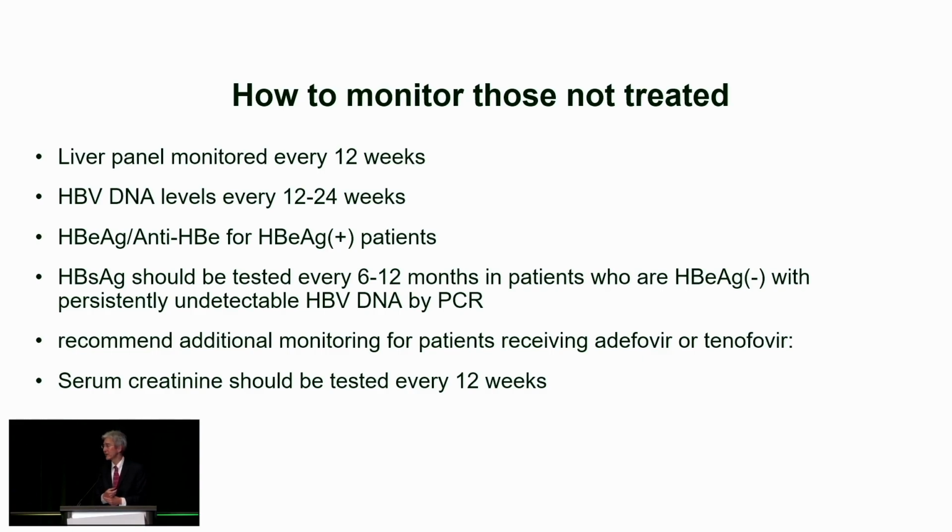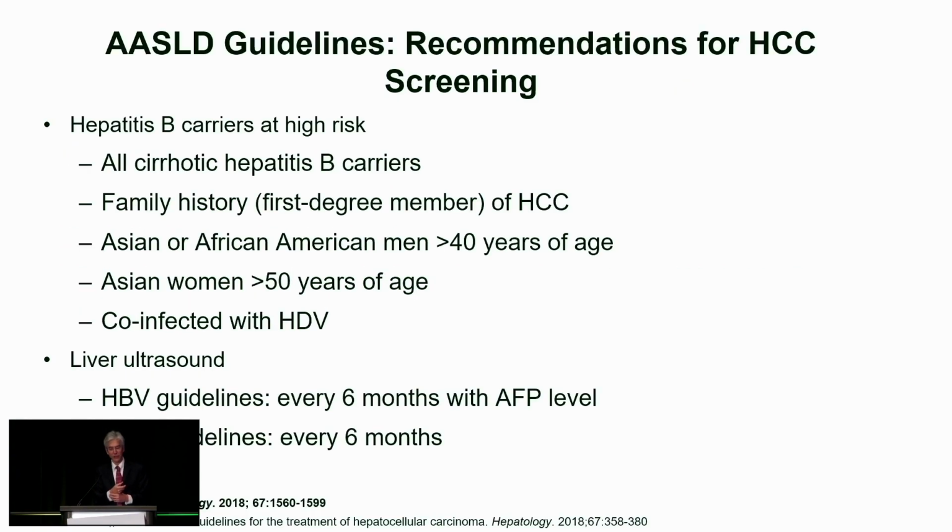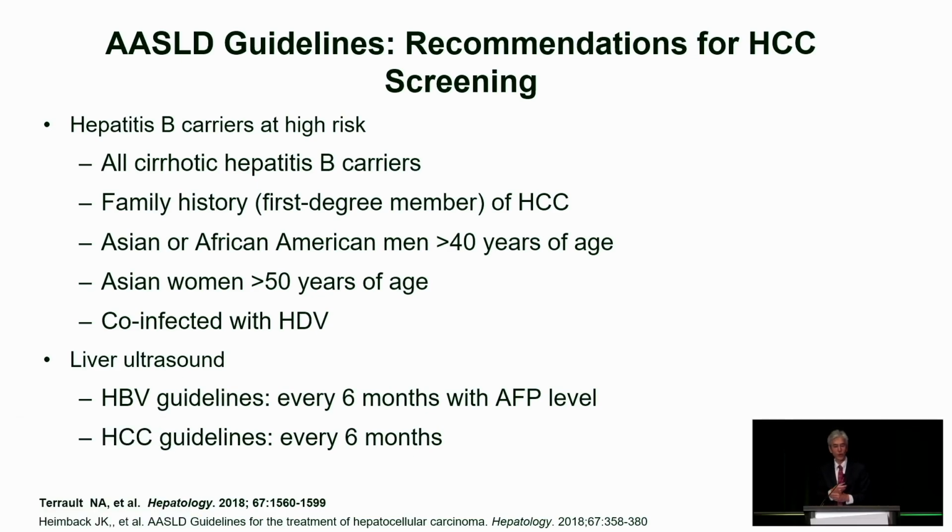If you see someone, the first year I do a liver panel every 3 months or so just to get an idea of what the ALT is doing, and the DNA levels every 12 to 24 weeks depending on if it's borderline for treatment or not, and you should be checking E antigen at least once initially. If you are going to treat, you need to monitor renal function, and we'll go over that shortly. The AASLD guidance. So who do we screen for hepatocellular carcinoma? So I show you here the AASLD guidance.